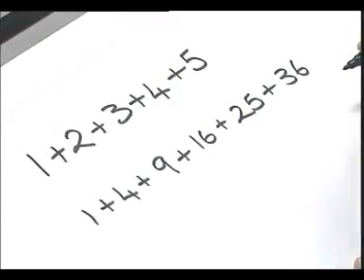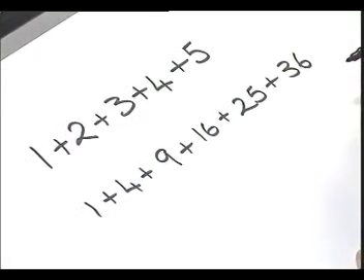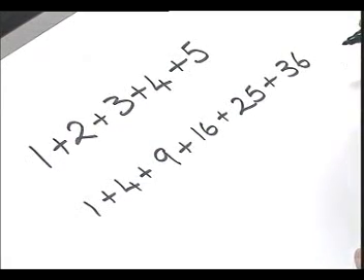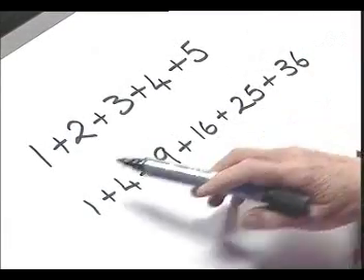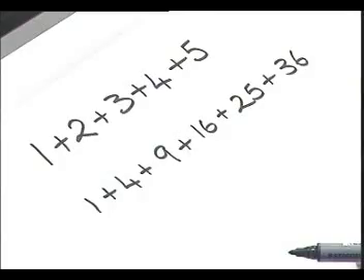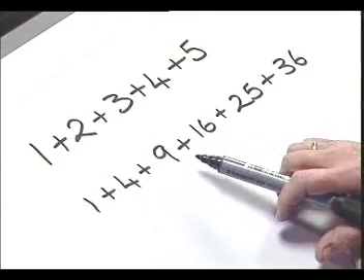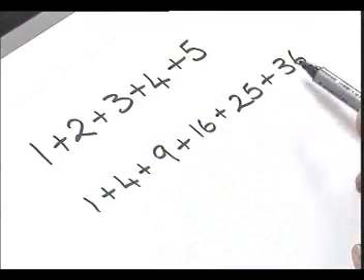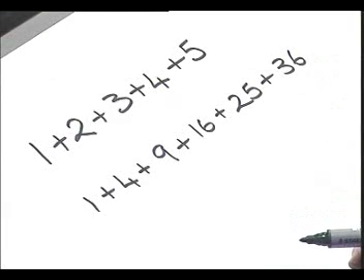In maths, we have to sometimes sum a number of terms in a sequence, like these two. The first one, 1 plus 2 plus 3 plus 4 plus 5, is the sum of the first 5 whole numbers. The second one, 1 plus 4 plus 9 plus 16 plus 25 plus 36, is the sum of the first 6 square numbers.